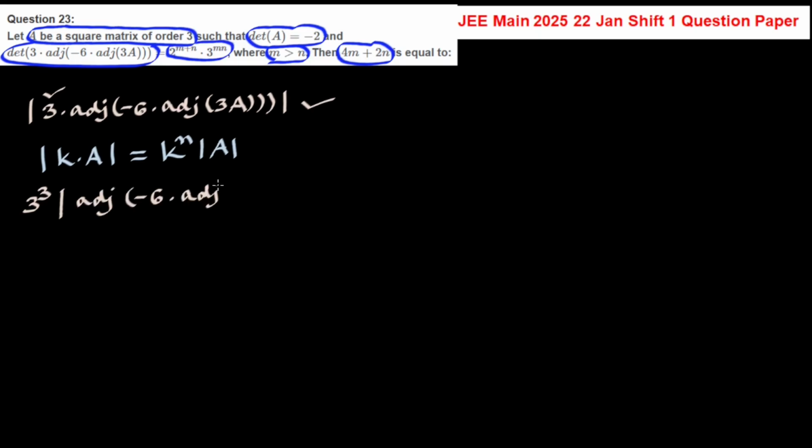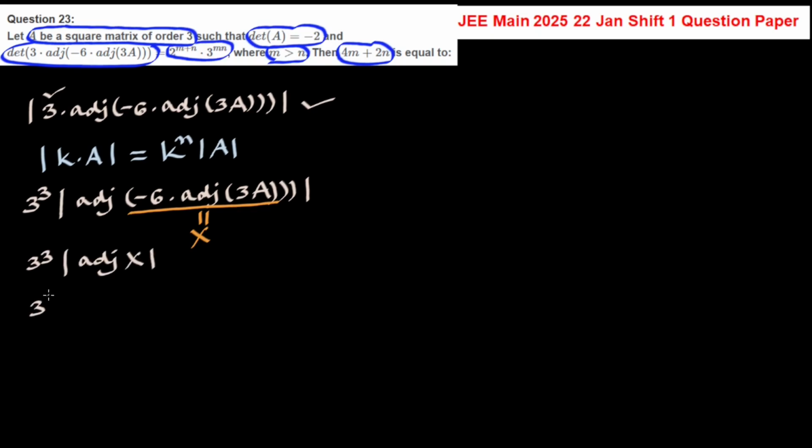We have determinant of constant k into matrix A equals k raised to n, n is order of the matrix, into determinant of A. So this determinant becomes 3 cube, because A is of order 3, into determinant of the whole thing inside the determinant, adjoint of minus 6 into adjoint of 3A. Now for the sake of simplicity, we will assume this part of the determinant to be x and rewrite it as 3 cube determinant adjoint of x.